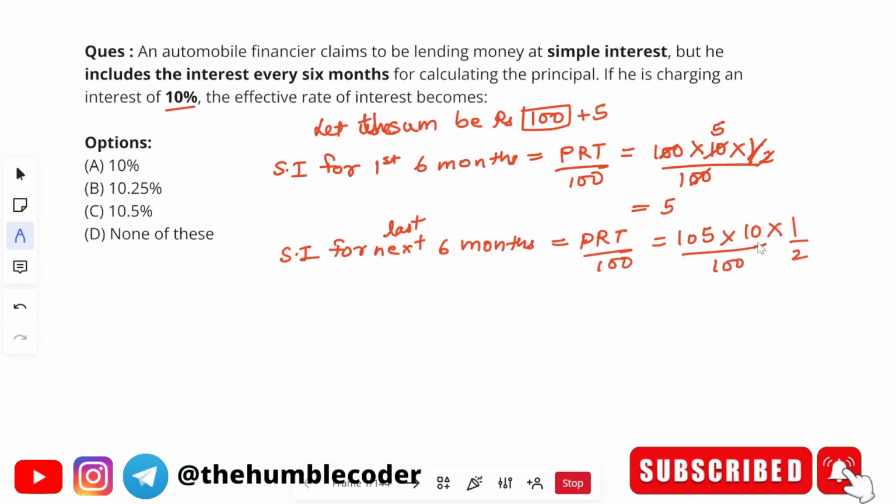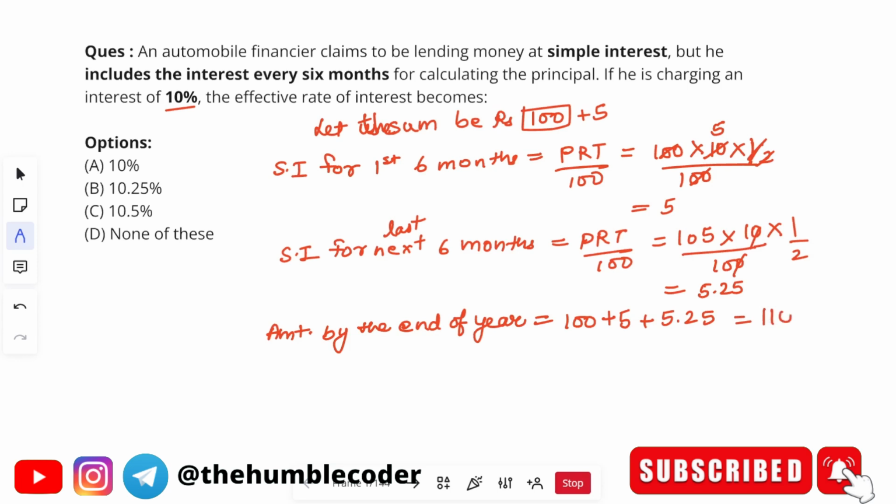On solving this, after cancelling a few values, you will get 5.25 as the simple interest for the next 6 months. Now, the amount that we will have by the end of the year: initially we invested 100, then we got 5 interest for the first 6 months, and then 5.25 for the next 6 months. So when we total it, we will get 110.25.